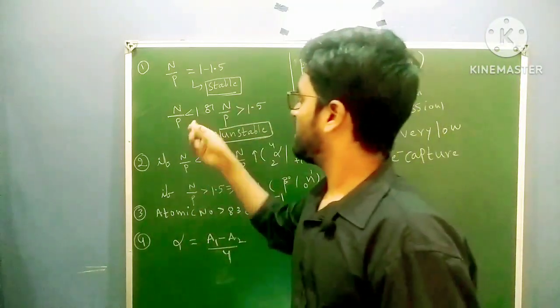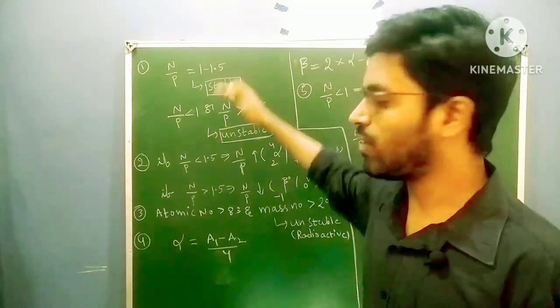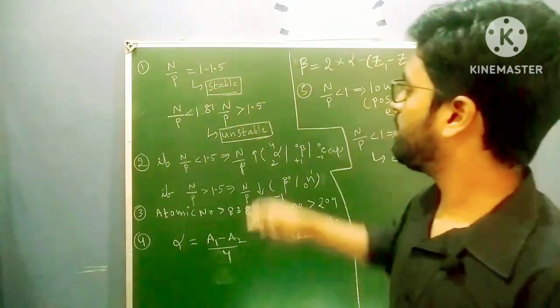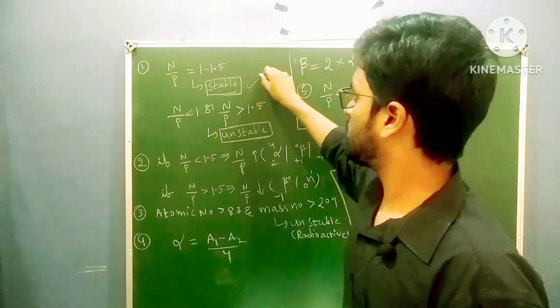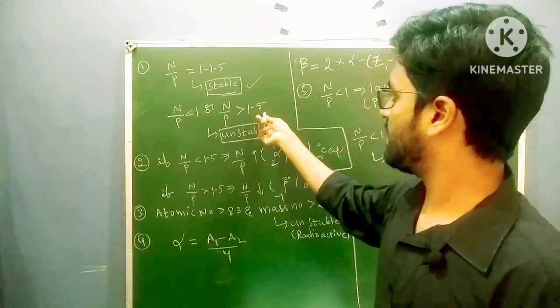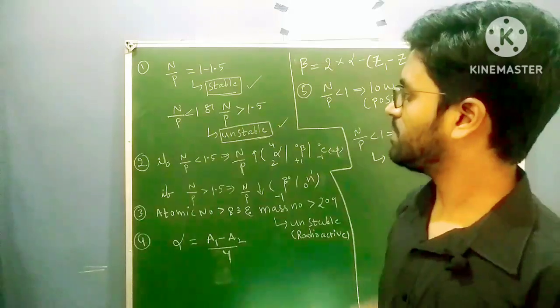So the first very important point, just make your notes point-wise. First point: N by P ratio. If N by P is 1 to 1.5, this is a stable nuclei. If N by P is less than 1 or N by P is greater than 1.5, it is an unstable nuclei. This is the first point totally.